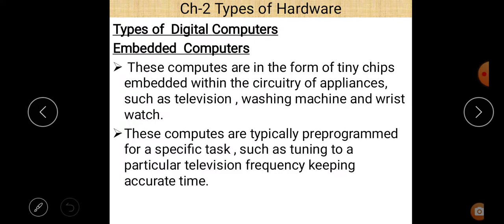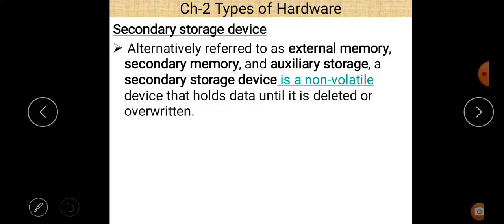Now, types of digital computer: embedded computers. These computers are in the form of tiny chips embedded within the circuitry of appliances such as television, washing machine, and dishwashers. They are typically pre-programmed for a specific task, only for a particular machine, such as tuning to a particular television frequency or keeping accurate time. So embedded computer systems are used in home appliances such as television, washing machines, and dishwashers, and they are designed to perform a specific task only. So these are the different types of computers.